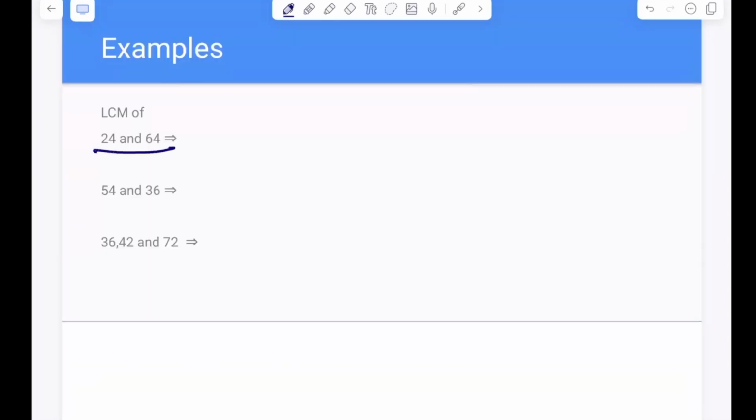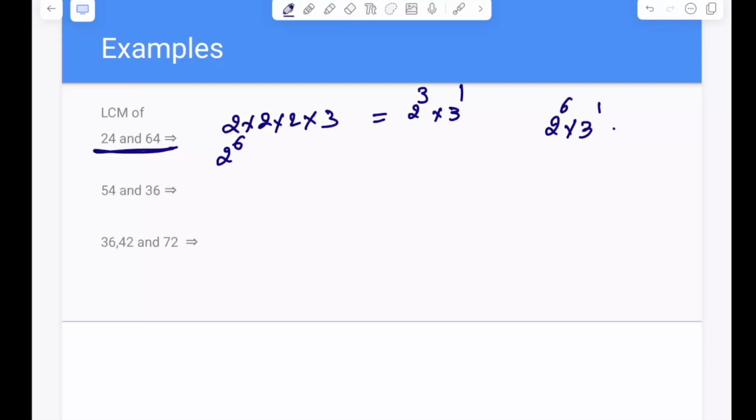Let us find LCM of 24 and 64. 24 can be written as 2 into 2 into 2 into 3, that is 2 cube into 3 power 1. 64 can be written as 2 power 6. Now what are all the prime numbers present? 2 and 3. What is their highest power? Here 6, here 1. 2 power 6 is 64, into 3, that is equal to 192.